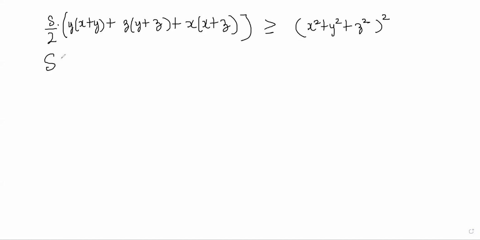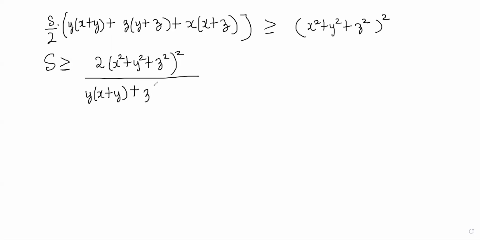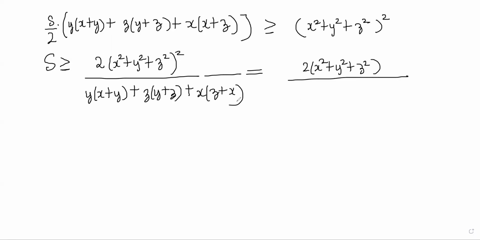So what we get from here is S is greater than or equal to twice of (x square plus y square plus z square) whole square divided by y into (x plus y plus z) into (y plus z plus x) into (z plus x), which is equal to twice of (x square plus y square plus z square) by, if you simplify this a little bit, it becomes x square plus y square plus z square plus xy plus yz plus zx, right?